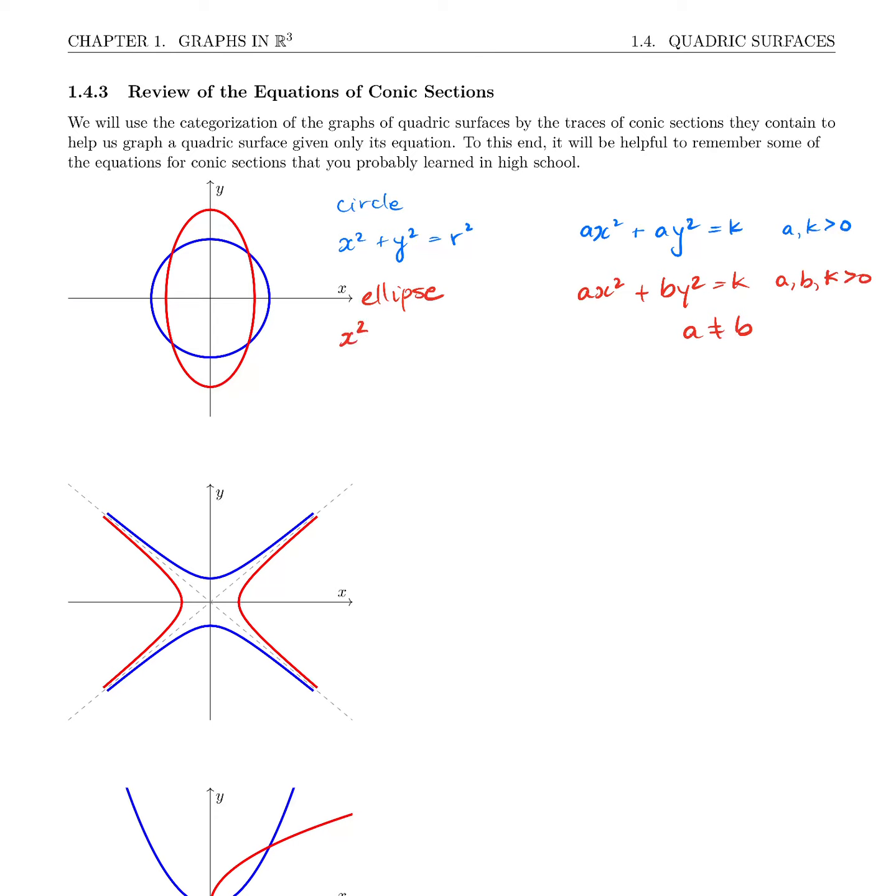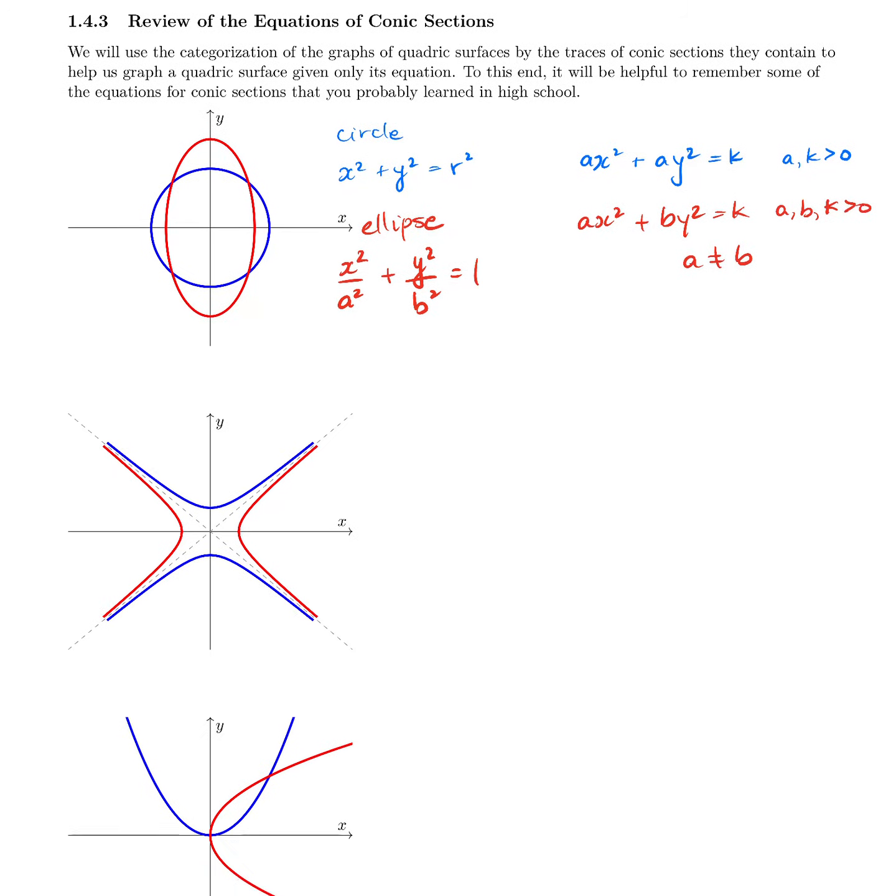And in high school, you may have been given the equation put in this form for an ellipse, and you may have learned about semi-axis and major axis and minor axis and that sort of thing, focal points. I'm not interested in that. We don't need that for the work that we'll be doing with quadric surfaces. We need to look at the coefficients, pay attention to whether the coefficients of x squared and y squared are the same or different in this equation to distinguish between ellipses and circles.